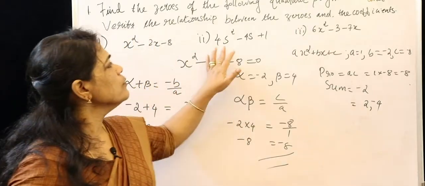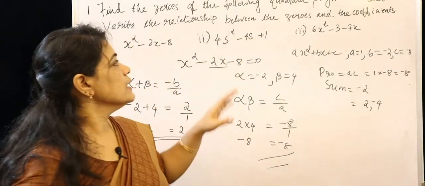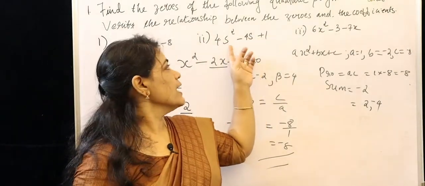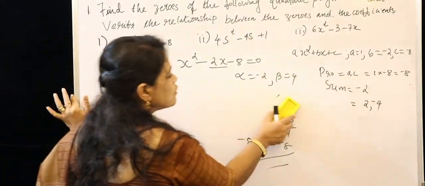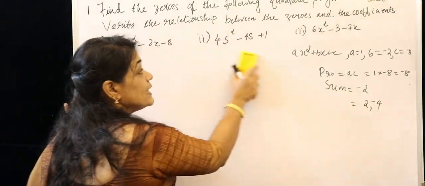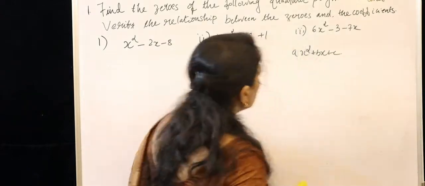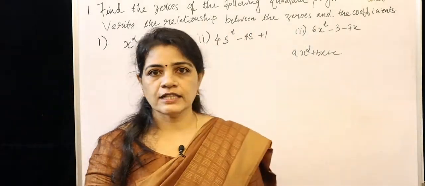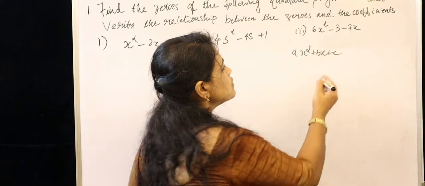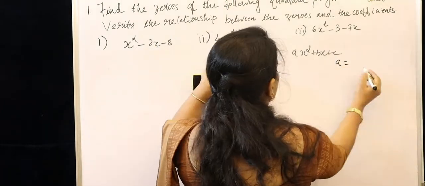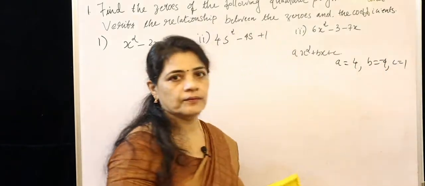Now we are moving to the second question. In the second question we also have the given problem in the standard form, that is ax square plus bx plus c. 3 terms are there. A quadratic polynomial, that means of degree 2, must have 3 terms, otherwise you have to include the missing terms. So in 4s square minus 4s plus 1, we can compare this with the general equation before factorization. So a is equal to 4, b is equal to minus 4, and c is equal to 1.